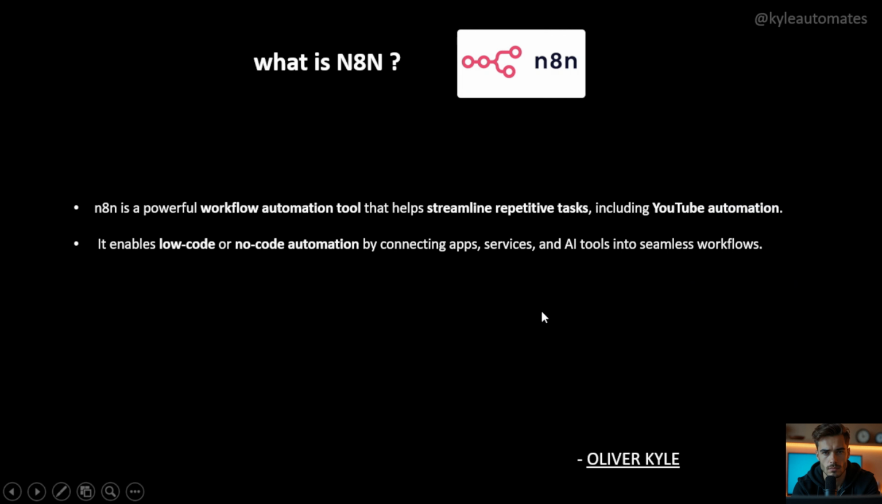So what is n8n? n8n is a powerful workflow automation tool like Zapier, which helps streamline repetitive tasks. It's a kind of low-code or no-code automation tool. I have already posted a tutorial for n8n on my channel. It covers from beginner to advanced level of n8n in under 30 minutes.